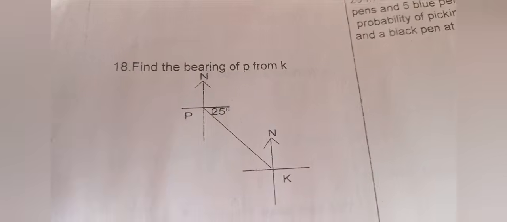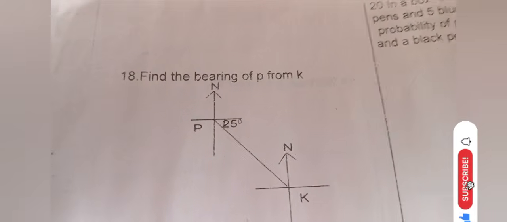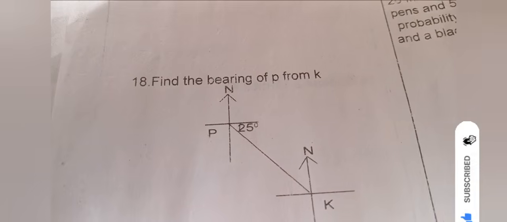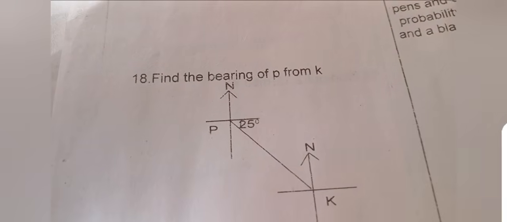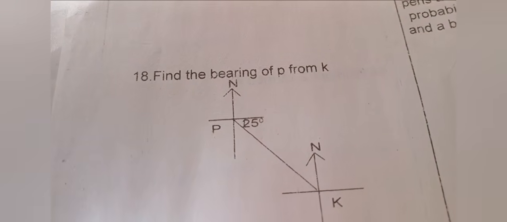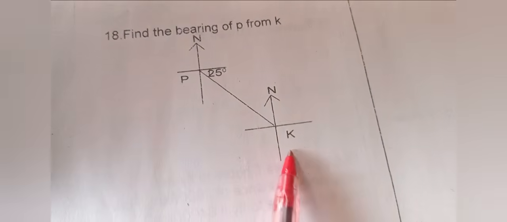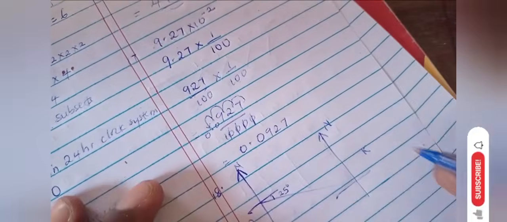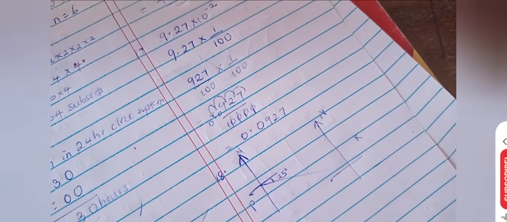Number 18, it is a bearing, and specifically a true bearing. Find the bearing of P from K. I'm having 2 points, point P and point K. This is north, this is north. This is point P, this is point K. And this angle here is 25 degrees, and point K is here.